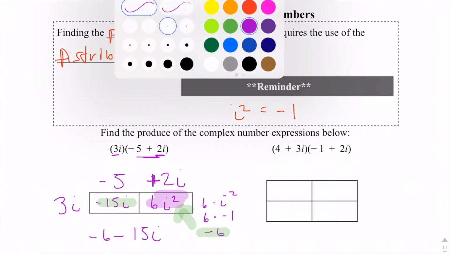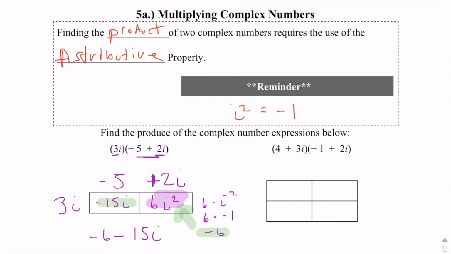Moving on to our second one, again, we're going to use the distributive property, but we're going to use the Punnett square. So I'm going to put 4 and then positive 3i here. And I'm going to put negative 1 and positive 2i here. I first get 4 times negative 1, which is negative 4. Negative 1 times 3i, which is negative 3i. And then I'm going to get 2i times 4, which is 8i. And then I'm going to get positive 2i times positive 3i, which is 6i squared.